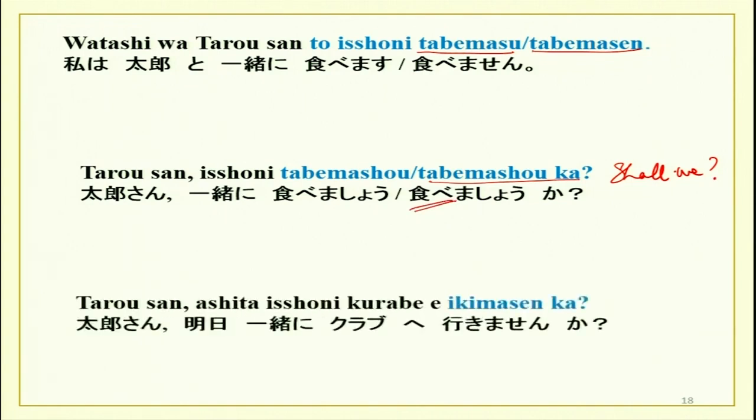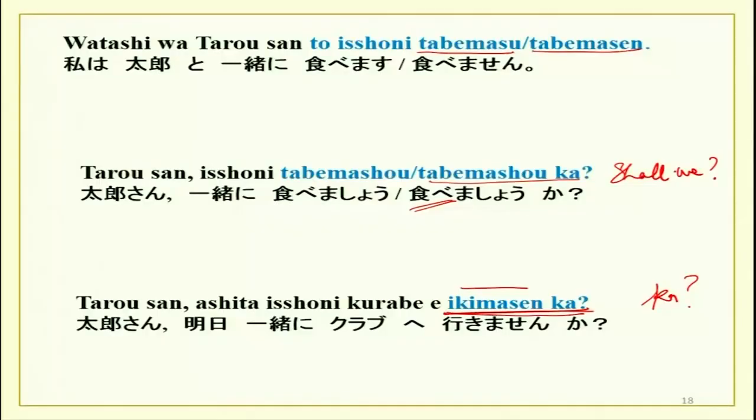Now, Taro-san, ashita issho ni club e ikimasen ka? What does this mean? So now, why ikimasen over here? Well, when you want to invite somebody, you want to be very polite to somebody, you are requesting somebody to do something for you, then ikimasen ka. This ikimasen ka is not negative. When the negative of the verb is used with question particle ka, then what happens? It becomes a polite invitation. Please remember that. So, ashita club e ikimasen ka? Will you please come with me to the club tomorrow?